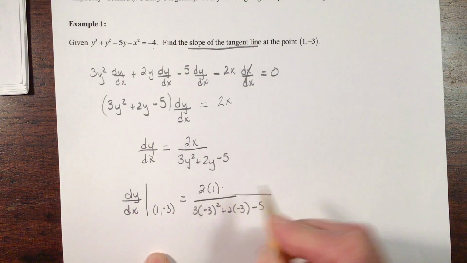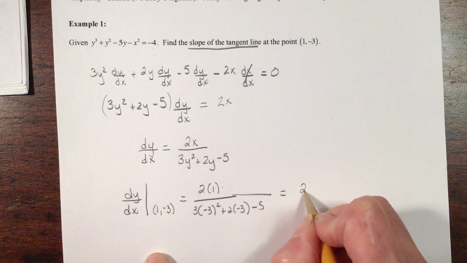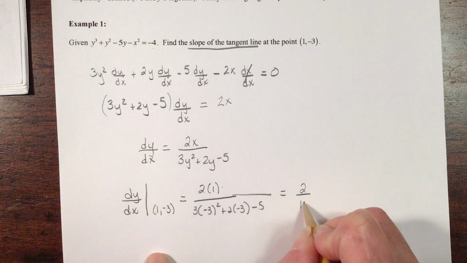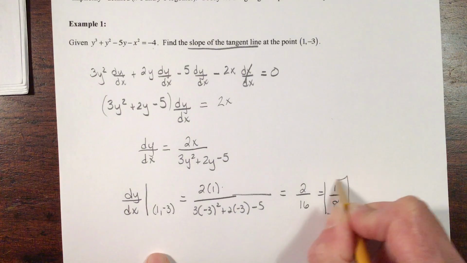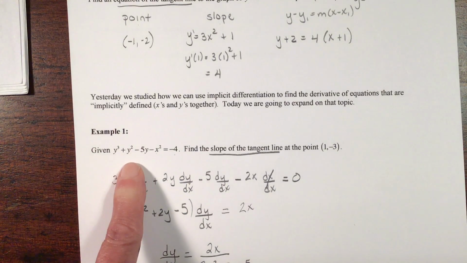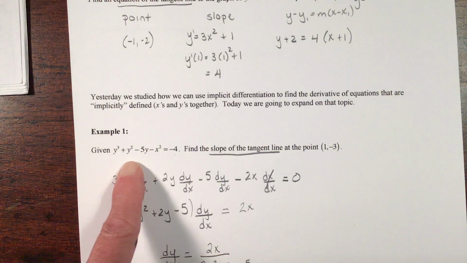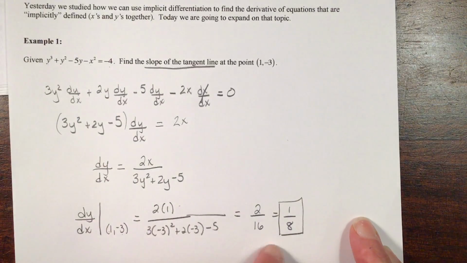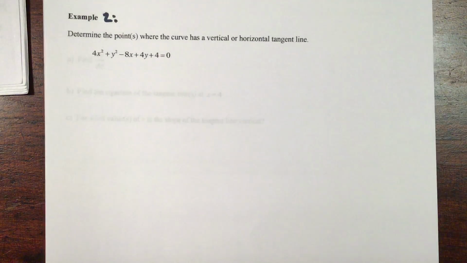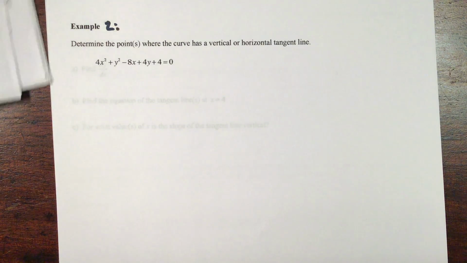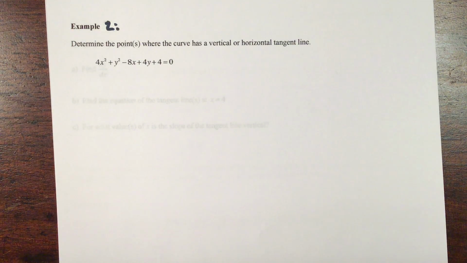And this is a matter of simply evaluating, and you should get 2/16, which is 1/8. So the slope of the tangent line for this given curve, whatever it looks like, I don't know, but the slope of the tangent line is 1/8. Let's do a few more examples, and hopefully it will be a shorter day today. Okay, so now we're going to look at example 2 together. Determine the points where the curve has a vertical or horizontal tangent line.